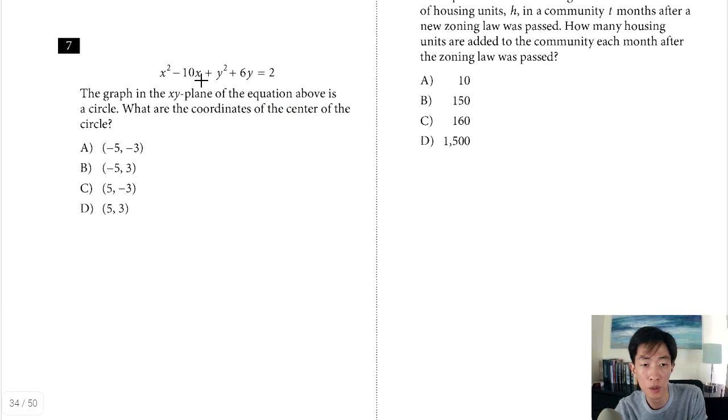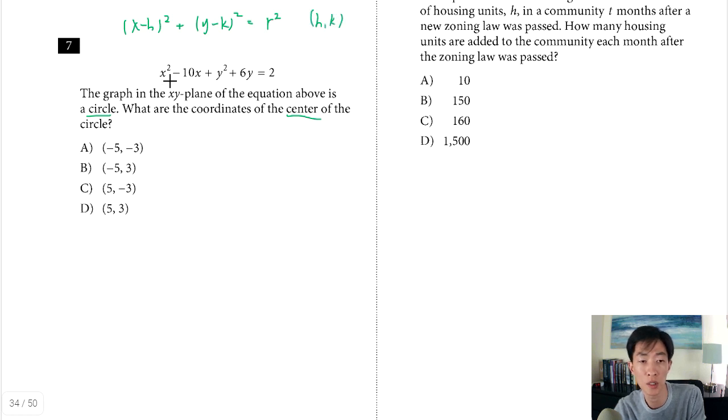Question 7, we have an equation. It says the graph in the xy plane of the equation above is a circle. What are the coordinates of the center of the circle? So you should have memorized the equation of a circle as (x minus h) squared plus (y minus k) squared equals the radius squared. And this is actually just the Pythagorean theorem if you think about it. And that tells you that the center is going to be h comma k.